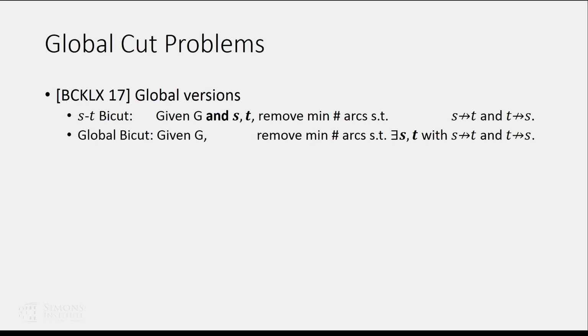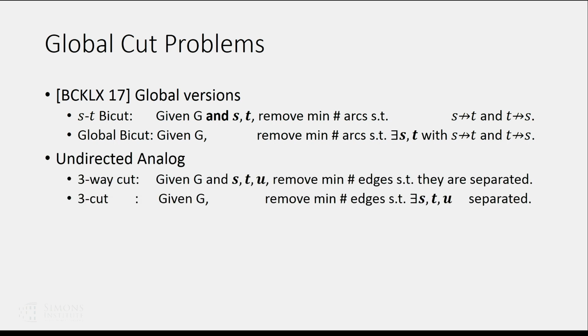This relationship is very similar to the relationship between three-way cut and three-cut. Three-way cut is where we have a graph G and terminals S, T, U in an undirected graph, and we want to remove the minimum edges such that they are separated. And for three-cut, one way to view this problem is that given a graph G, we want to remove the minimum edges such that there exist three vertices that are separated. And we know that the first problem is NP-hard, and this problem is in P.